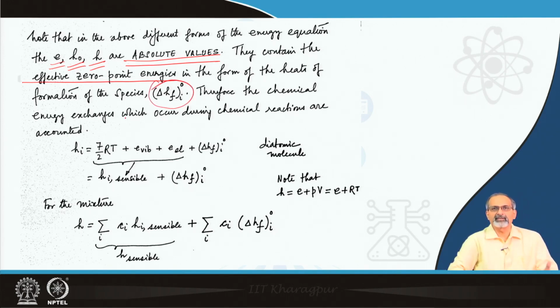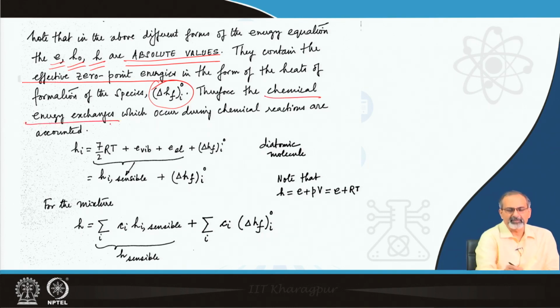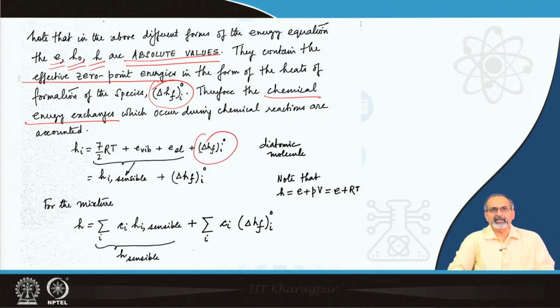If you recall a few slides back, that is what we left behind in an expression for internal energy. Therefore, when the chemical reactions take place, the chemical energy exchanges occur during the reactions, then automatically the 0 point energies are accounted for. When you write down an expression for static enthalpy, for example, considering a diatomic molecule, then you see that the equation is written in this form. So, you have 7 by 2 RT followed by the vibrational energy, the electronic energy, and then comes the 0 point energy.